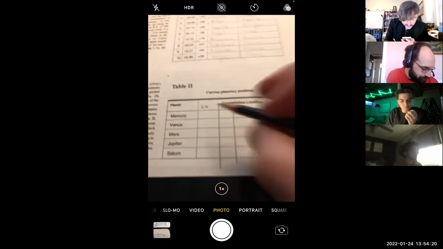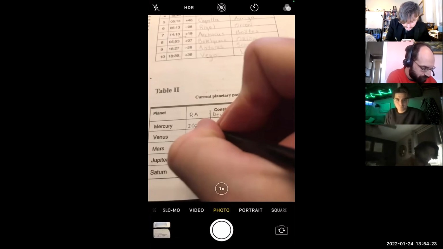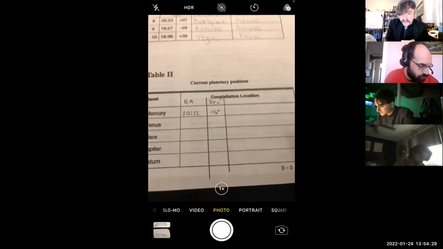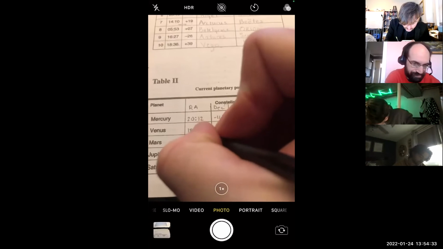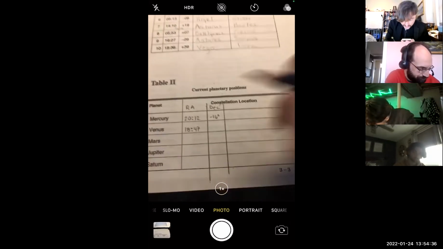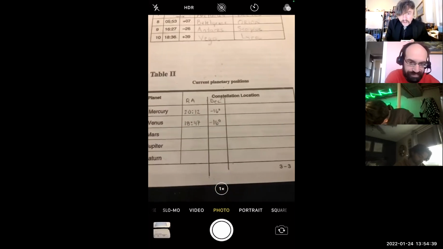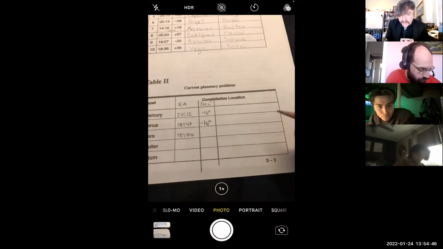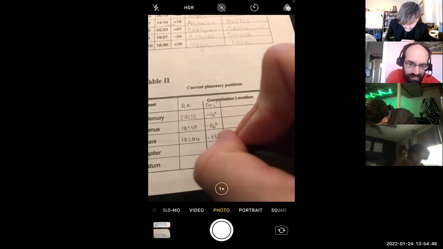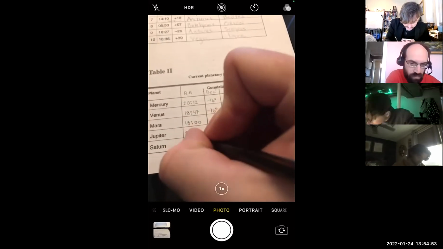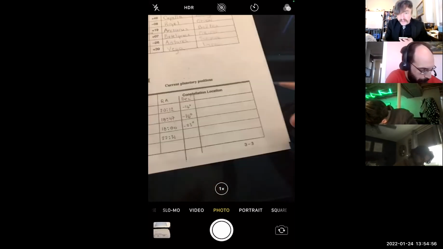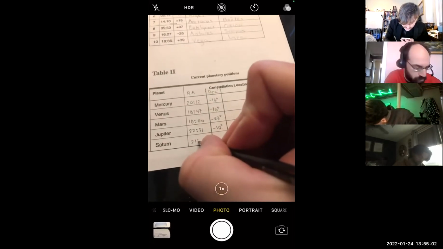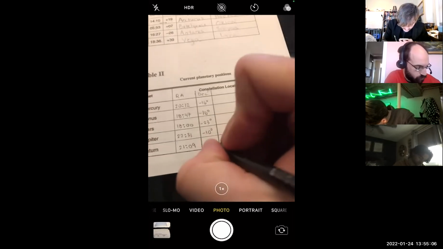Okay. So for Mercury, the right ascension is 2012. The dec is negative 16 degrees. Venus tonight is 1847, and negative 16 degrees. 1800 hours for Mars. And wow, everything's in the bottom half, negative 23 degrees. Jupiter is 2231 and -10 degrees. And then Saturn is 2109 and -17 degrees. Okay.